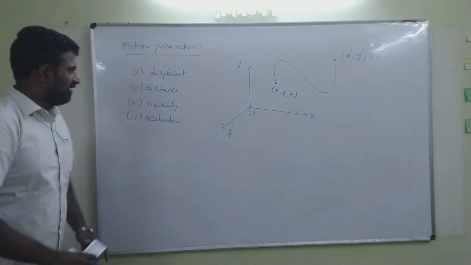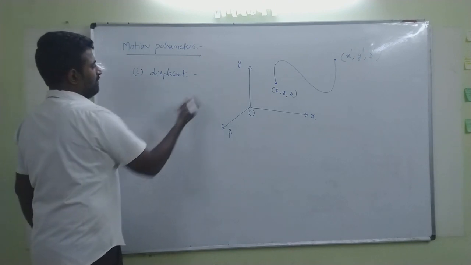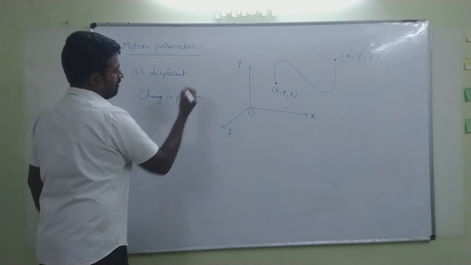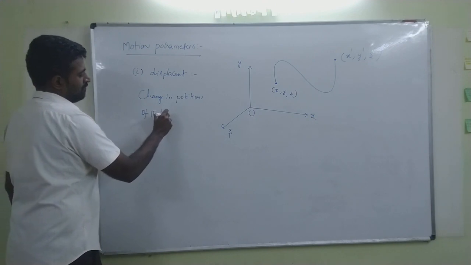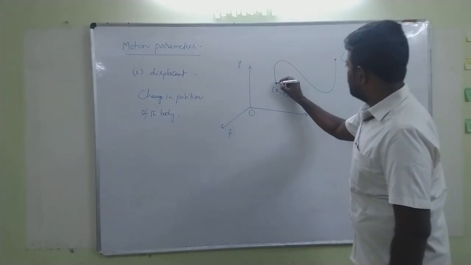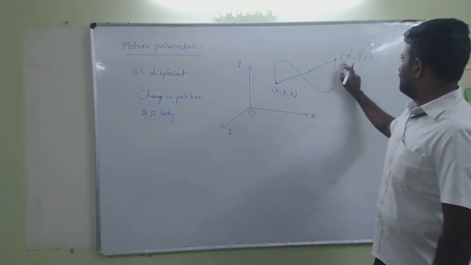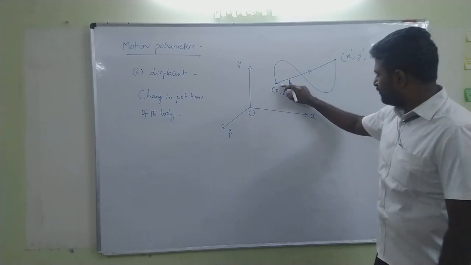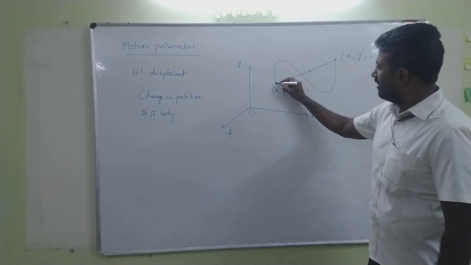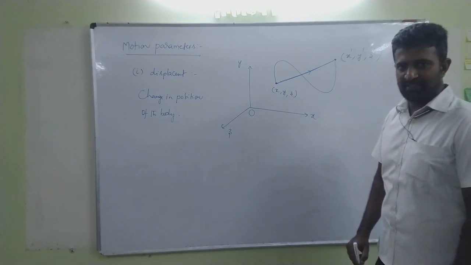Displacement is defined as change in position of the body. Who will describe the change in position of the body? You observe a straight line, isn't it? Originally the initial position is x, y, z. The final position is x dash, y dash, z dash. The straight line length will describe the change in position of the body. Hence, the length of the straight line will give you the displacement, the magnitude of the displacement.